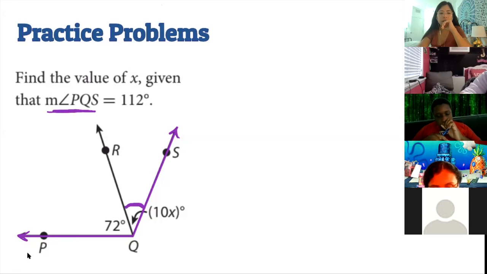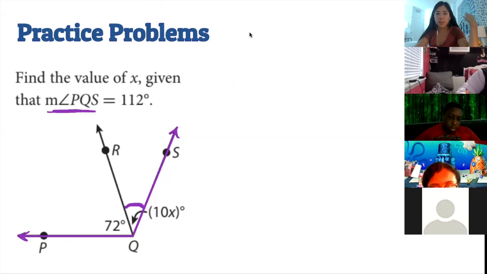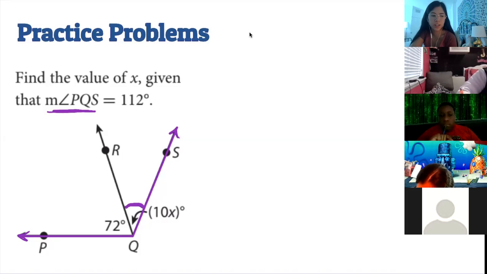No one? Crickets? Wait, can you repeat the question? Sure. I need to find the answer. I need to know what x is equal to. And I have some rules that we just learned. Can somebody summarize what we learned about angles and the addition postulate?